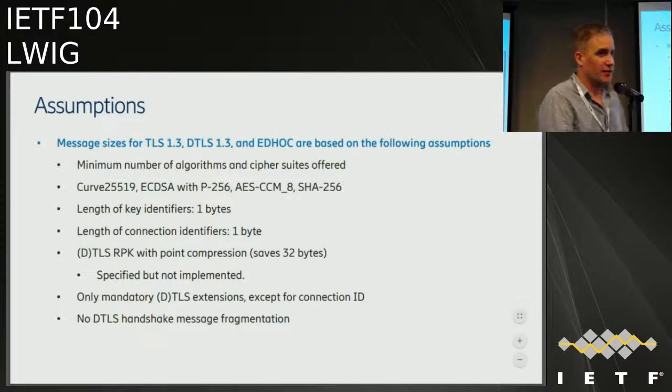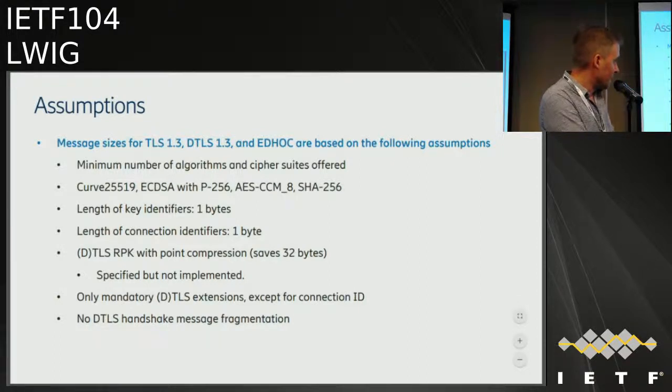They are based on trying to minimize as much as possible the number of algorithms and cipher suites. These are the cipher suites. Length of key identifiers, 1 byte. Length of connection identifiers, 1 byte. For DTLS RPK, we have chosen to do it with point compression. I think point compression is not really implemented anywhere for this, as I have heard, but we chose the smallest size that is standardized to do a fair comparison.